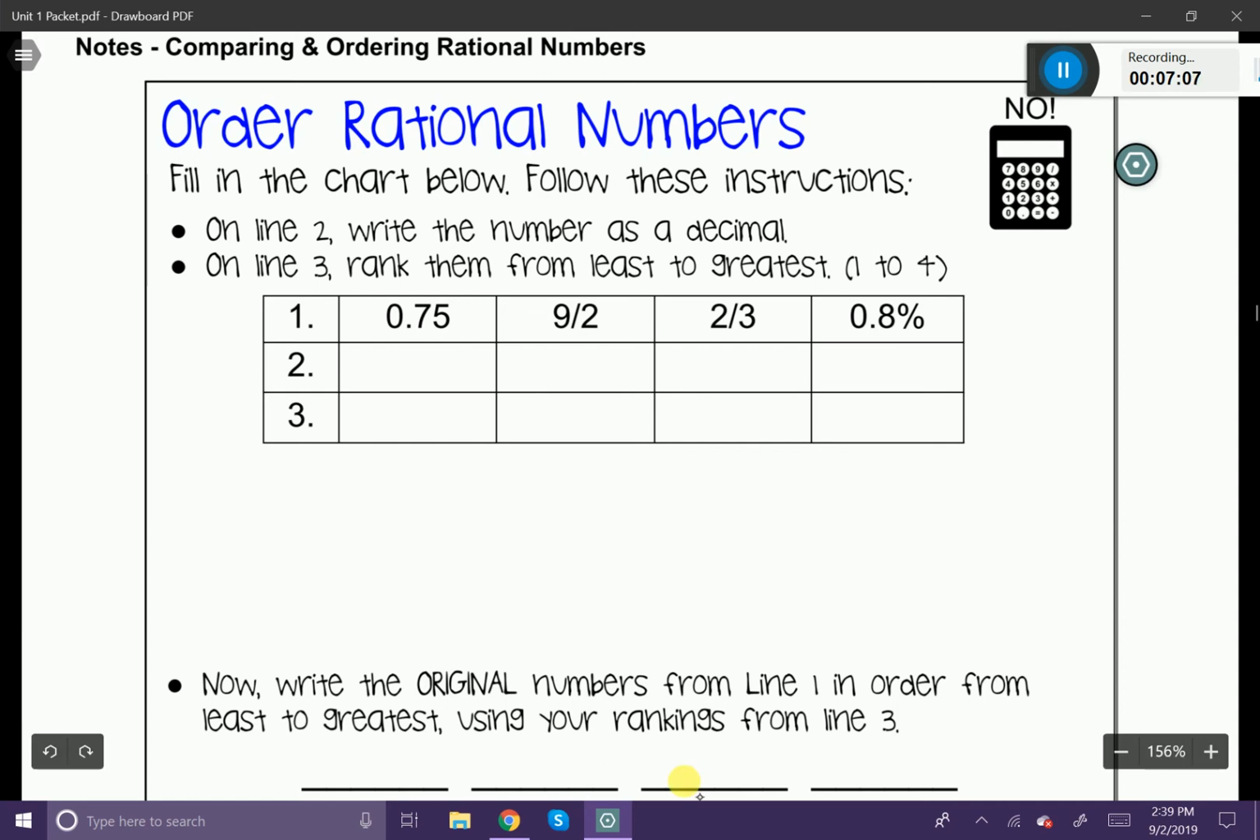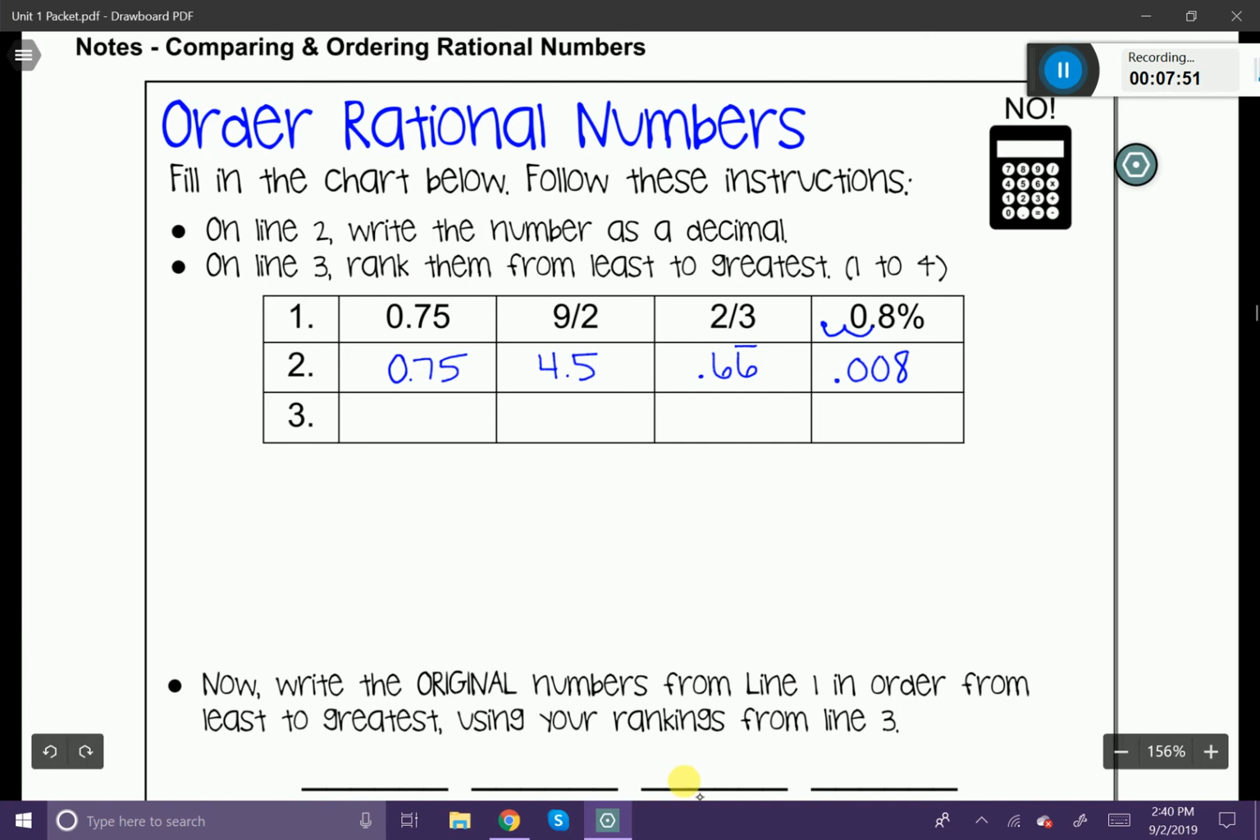On line 2, let's just write the decimal number. So I can see that my 0.75 is actually already a decimal, so I'm going to just rewrite it. 9/2, you can go ahead and do the long division in that case here, which is going to be 4.5. 2/3 you might have memorized, but that's going to be 0.66 repeated. And 0.8%. Well, I'm going to go ahead and I'm going to move that 2 spaces away from the percentage to give me 0.008.